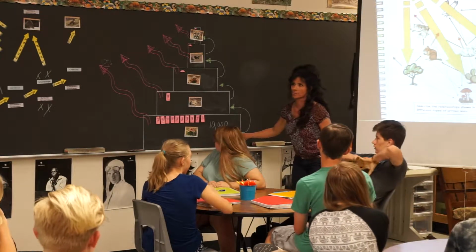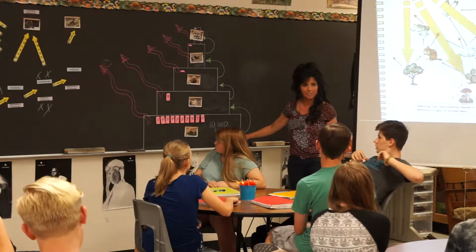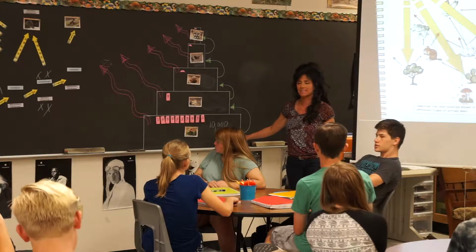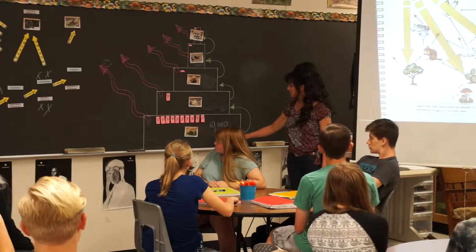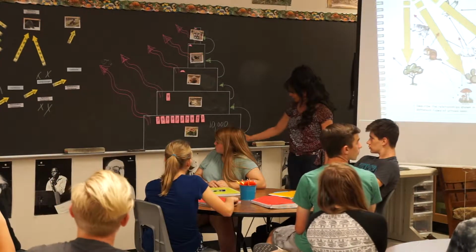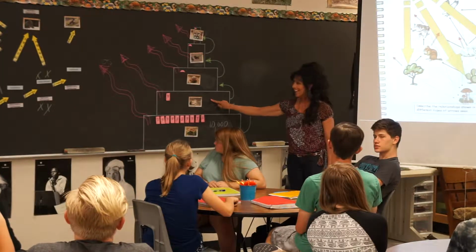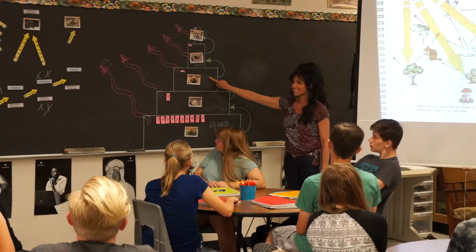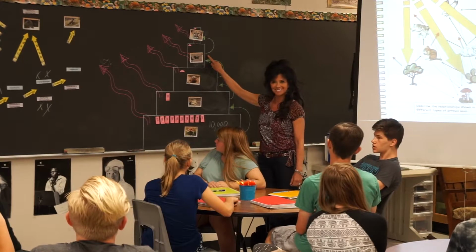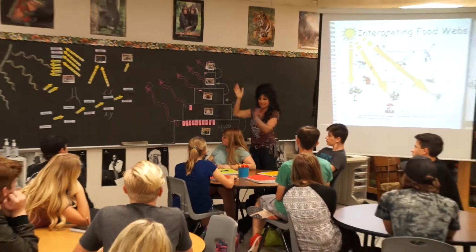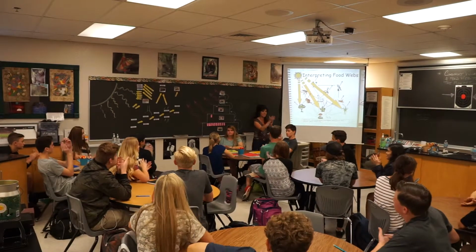And how are those units measured? In kilocalories. Fantastic, kilocalories. So if I gave you 10,000 units of energy at the producer level, how many would our primary consumer get? 1,000. And secondary consumer? 100. And tertiary? 10. And quaternary? 1. Fantastic. Everybody, a big round of applause.